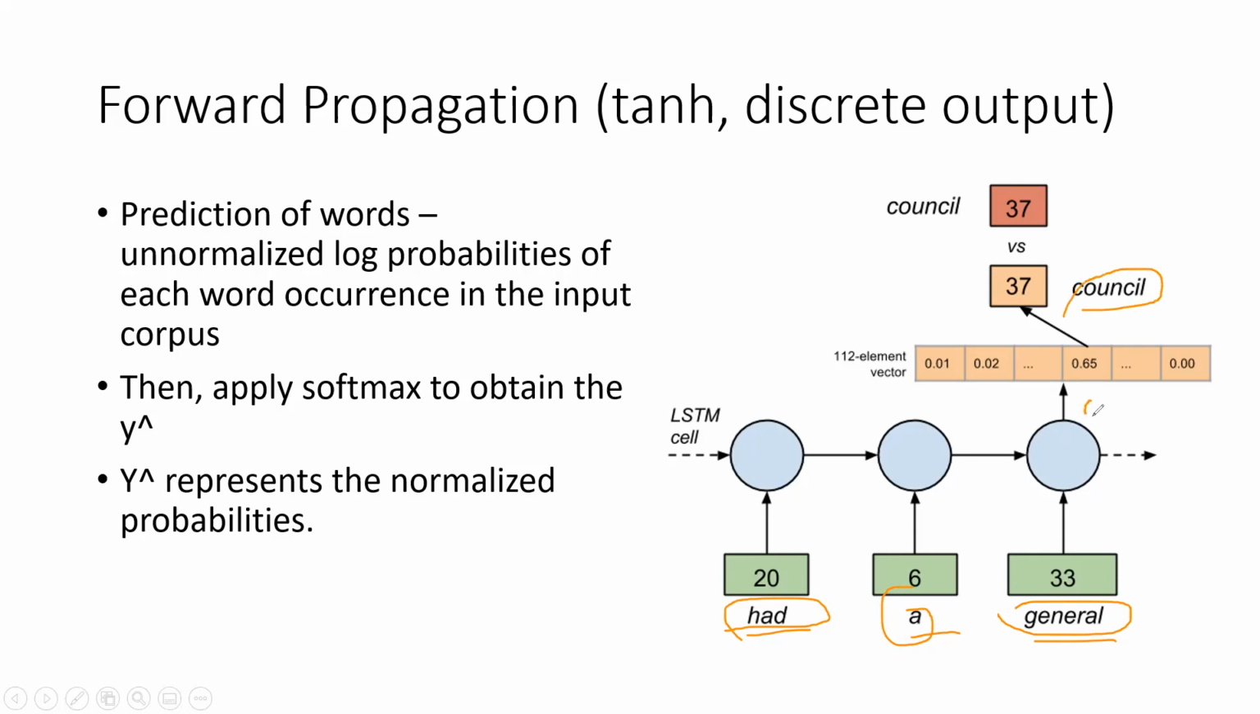So when I put the softmax here, the softmax is going to generate, I don't know, I might have a 112 element vector in this case. So my input consists of just 112 elements. So it is going to generate a probability for each of the words. And you can see that word number 37, or element number 37, which corresponds to the word council, has the highest probability. So that means that after 'had a general', the next prediction is going to be council.